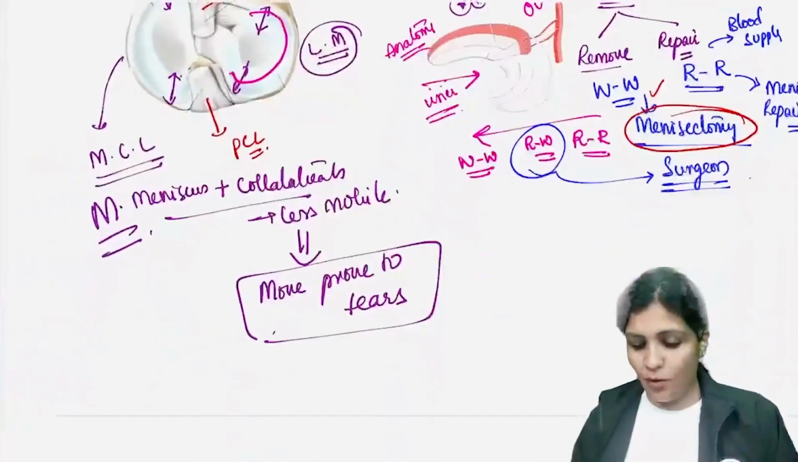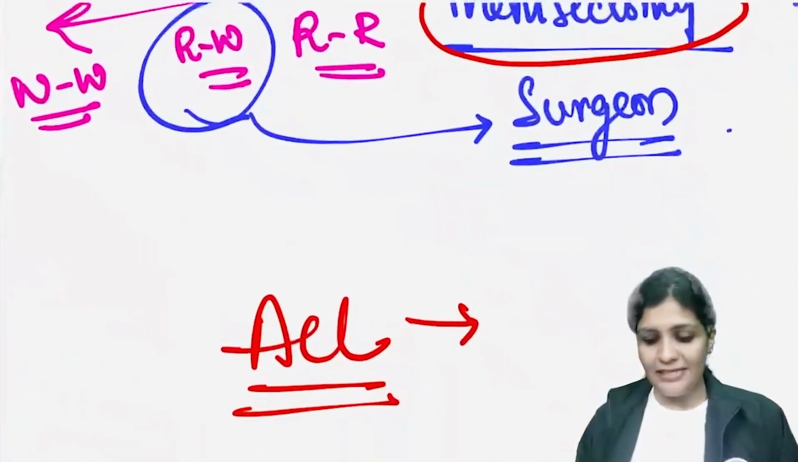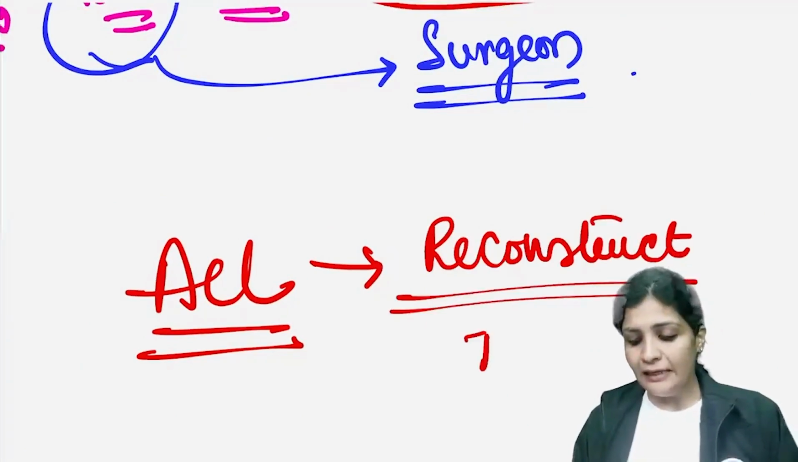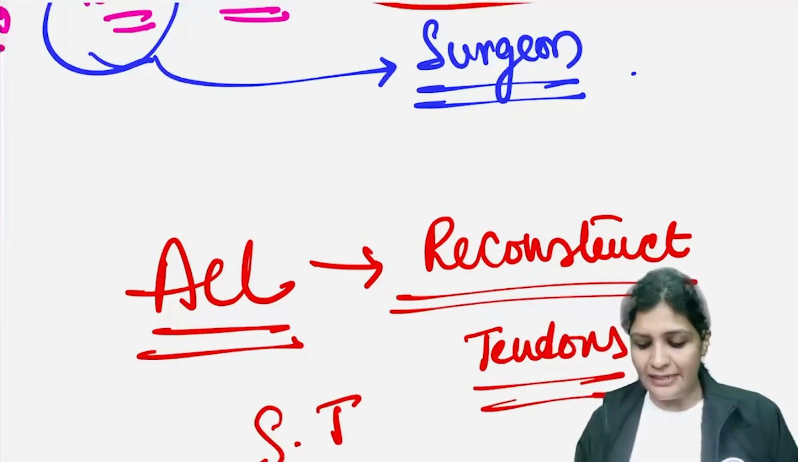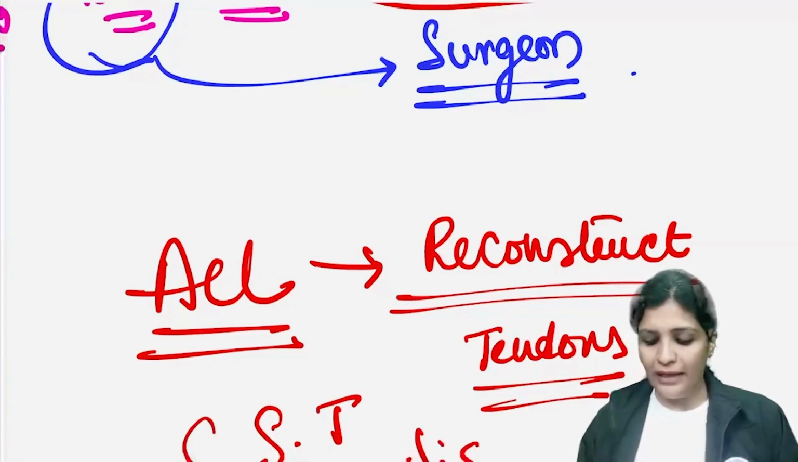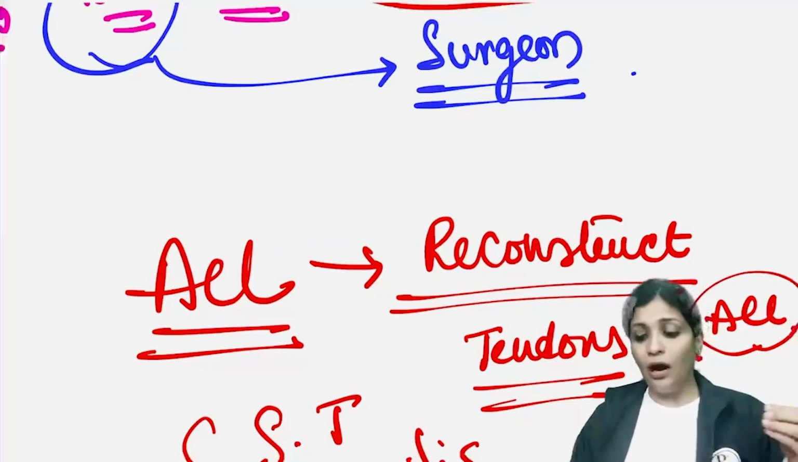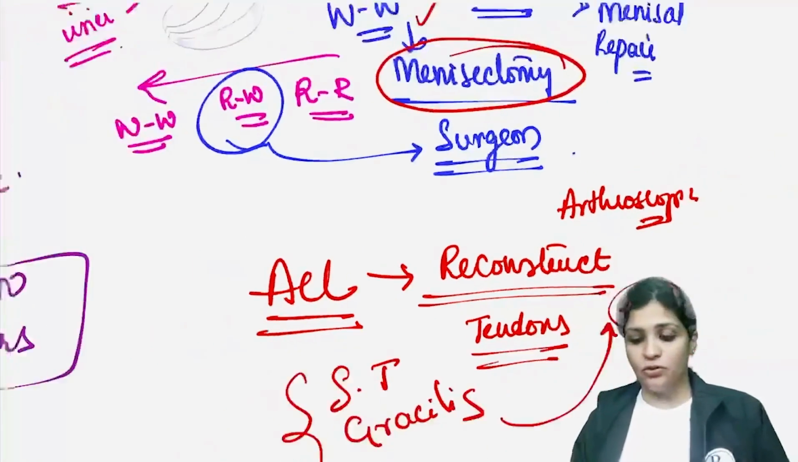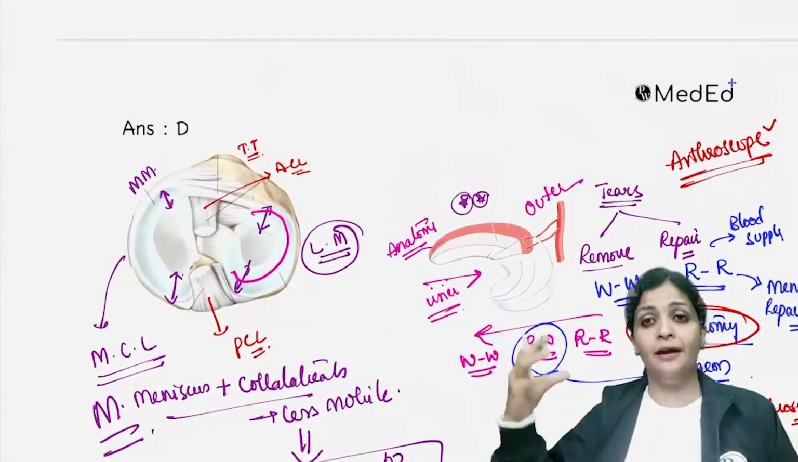So that is it. And what do you do for ACL? Do you repair it or reconstruct it? ACL, we don't repair it. We will remove the ACL and we will reconstruct it with other tendons. There are donor tendons like the semitendinosus and the gracilis tendon, which are taken out from the body and prepared into the ACL. And this is called arthroscopic ACL reconstruction. That is arthroscopic meniscal repair.